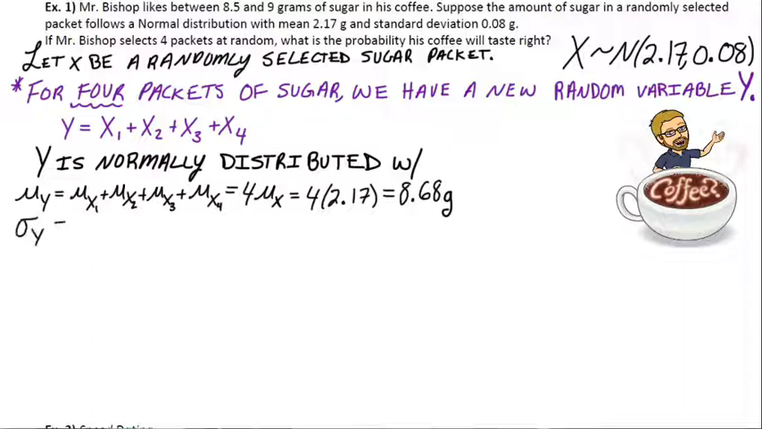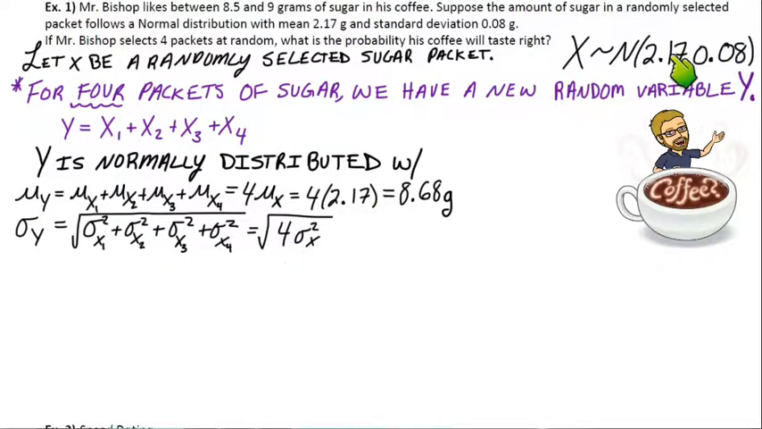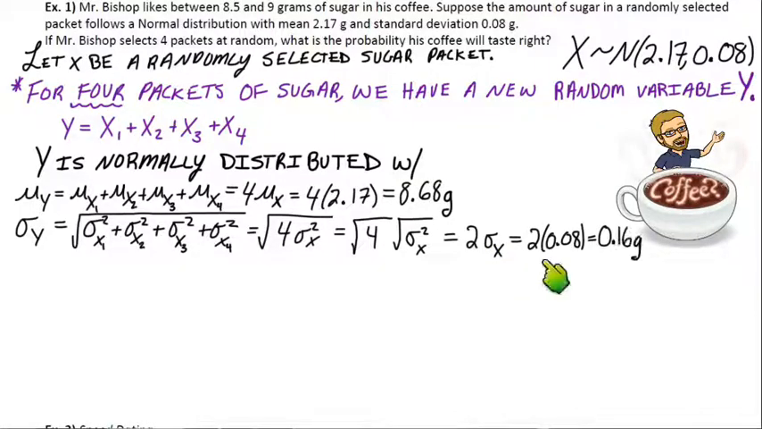And for the standard deviation for y, it's not quite as easy as just adding up the standard deviations for each x. We want to do sigma squared for each one, add all of those up, and then take the square root. So that's really 4 times this standard deviation squared. So 4 times sigma squared. And we can take the square root of each one of these, right? So the square root of 4, that's easy. That's just 2. And then the square root of sigma squared is just sigma. So we have 2 times the standard deviation of x, which is 0.16 grams.